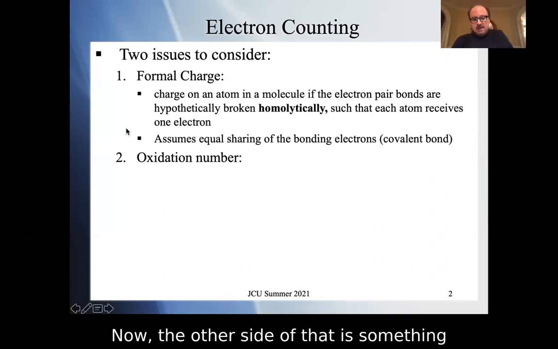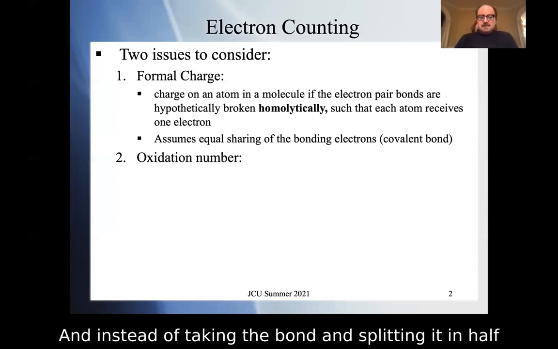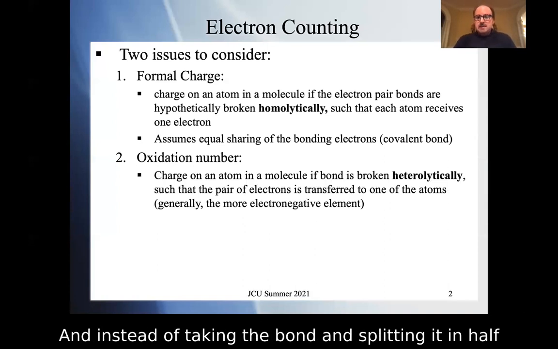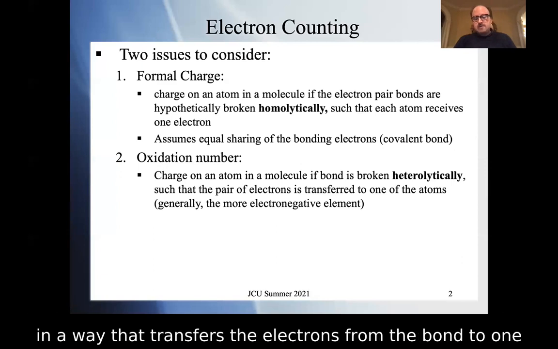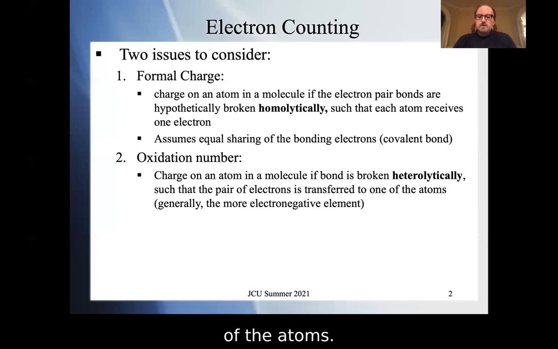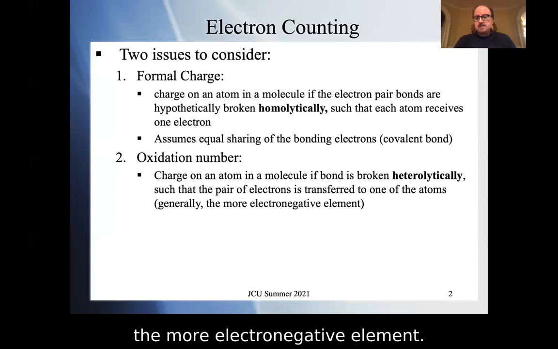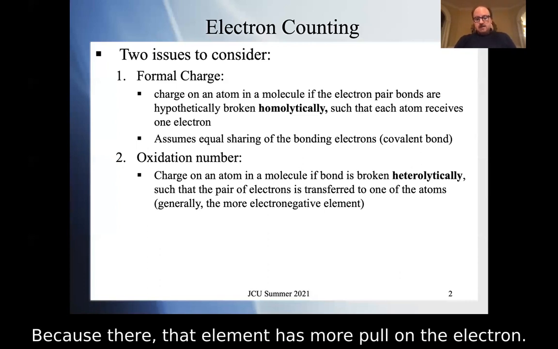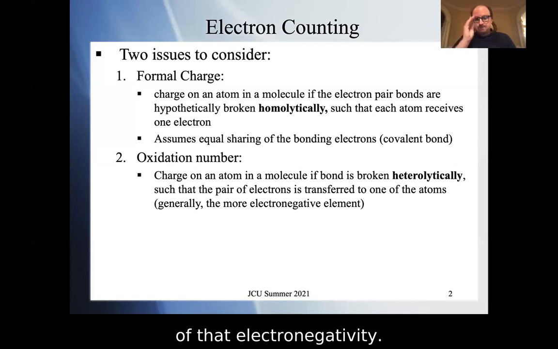Now, the other side of that is something called oxidation number or oxidation state. Instead of taking the bond and splitting it in half evenly, we take that same bond and hypothetically split it in a way that transfers the electrons from the bond to one of the atoms. In this case, that atom is generally the more electronegative element, because that element has more pull on the electrons. So the more electronegative element pulls the electrons towards it.